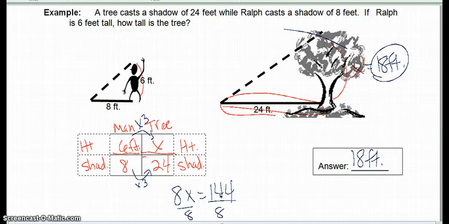Okay, so the rest of those problems are going to be more like this, where you're comparing the height to the shadows for indirect measurement.